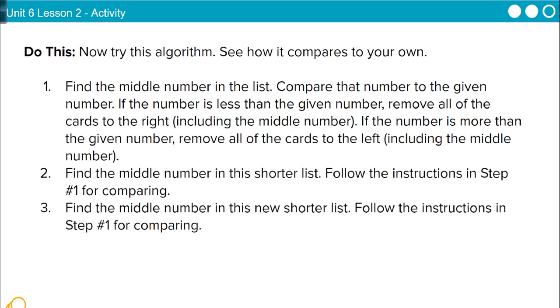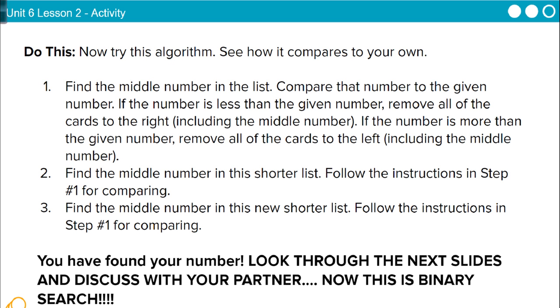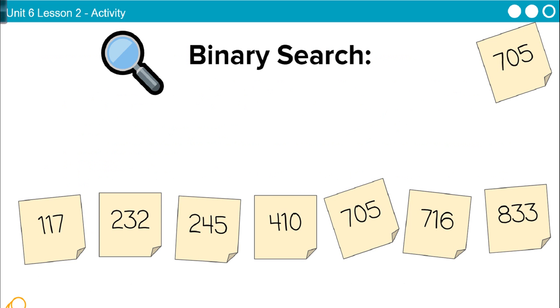So it's kind of like a loop. Find the middle number in the new, shorter list, follow the instruction step 1 for comparing. And you have found your number. Look through these next slides. This is our binary search.